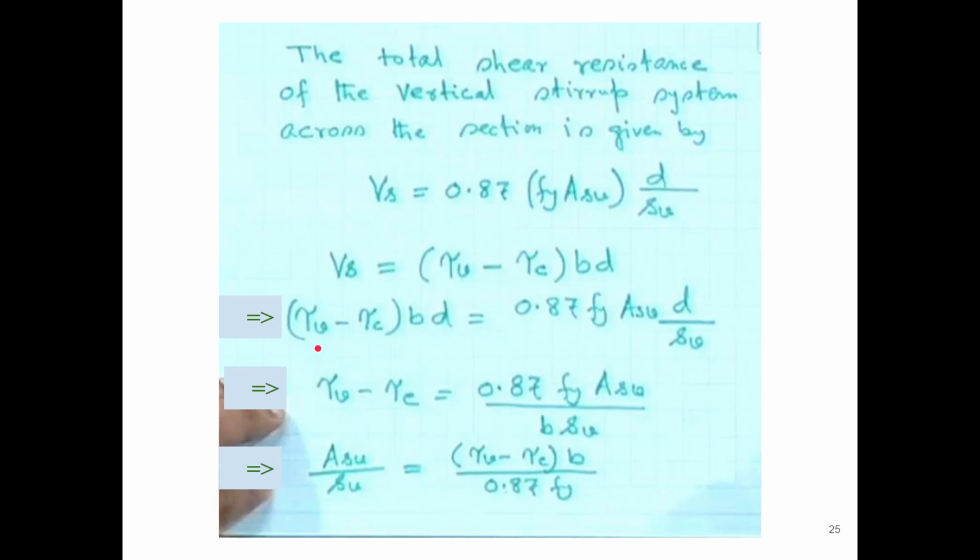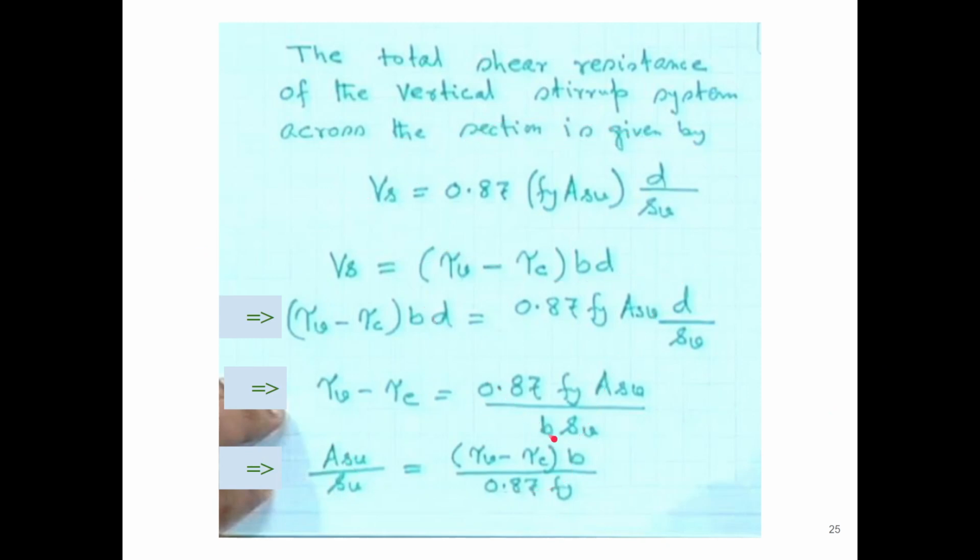Equating these two, what we get is (tau v minus tau c) into bd equal to 0.87 fy Asv into d by sv, which implies tau v minus tau c equal to 0.87 fy Asv by b sv, and ultimately Asv by sv equal to b (tau v minus tau c) into d by 0.87 fy. This equation is an important equation for designing stirrups. Please write it down properly, and this equation also. Both will be used in finding the shear resistance.